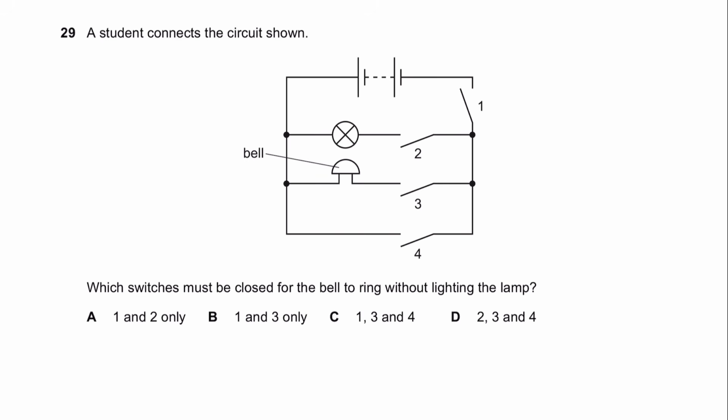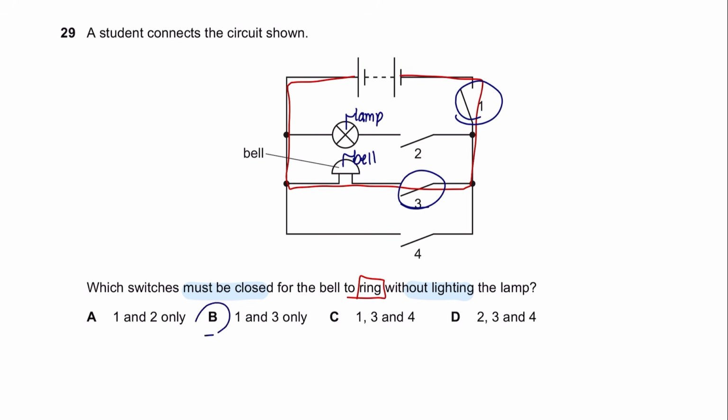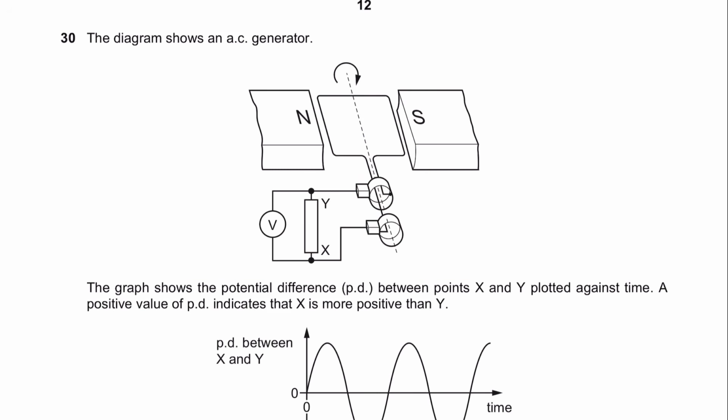Question 29. A student connects the circuit shown. Which switches must be closed for the bell to ring without lighting the lamp? So this is your lamp and this is the bell. To ensure that the bell rings, we need to complete the circuit for the bell, which is this one, meaning that we have to close switch 1 and switch 3. The answer is B.